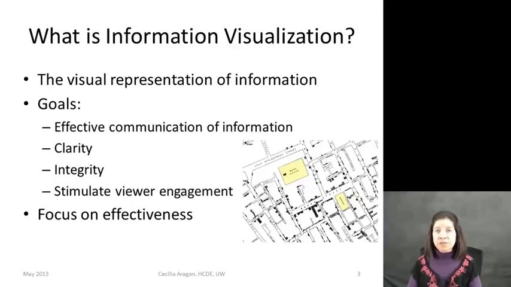The goals of information visualization include the effective communication of information or data. With clarity, that means that the information should be presented in a way that's easy to understand by a human. With integrity, you present all the data and nothing but the data. And you want to stimulate viewer engagement with the data. Our focus in this course will be on effectiveness. We're talking about the clear and effective presentation of data to the human mind.